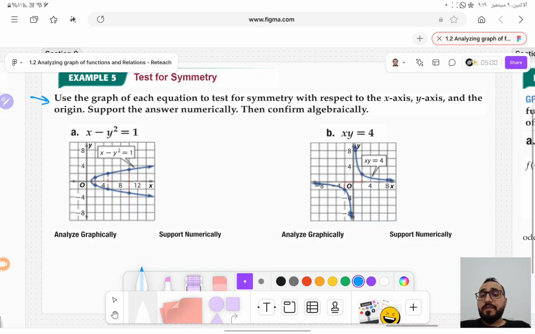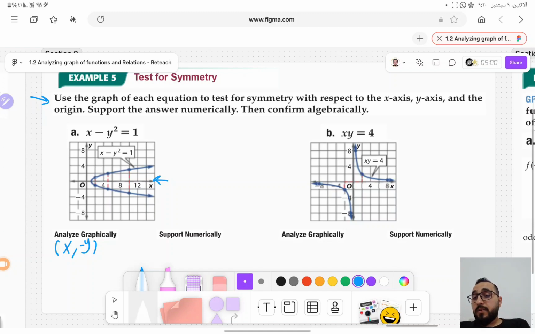First, if you look at the graph here, just from your eyes, graphically, the graph is with respect to the x-axis. Why is it with respect to the x-axis? We know that if it's with respect to the x-axis, every x point should have a negative y point.